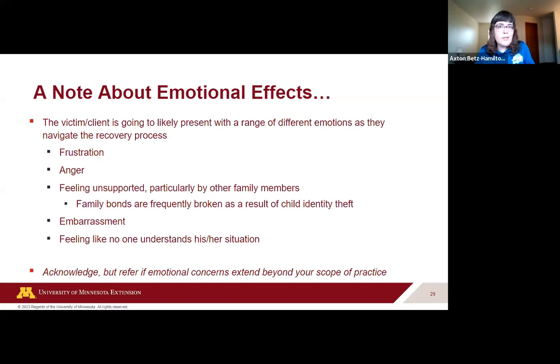And they feel embarrassed and they shut down and they may not want to talk, or they may confide in you as a trusted professional. But again, what they're confiding in you may be beyond the scope of your practice, and a referral to a mental health professional may be necessary.